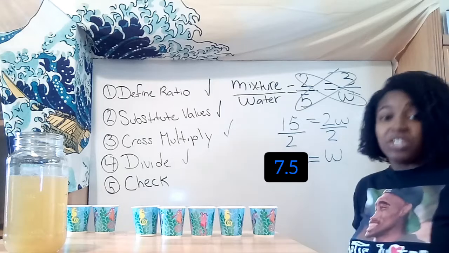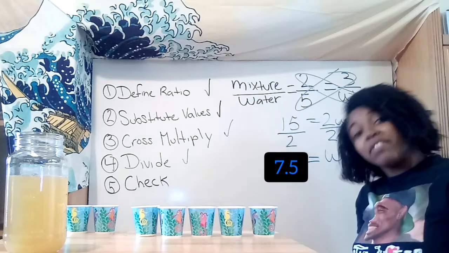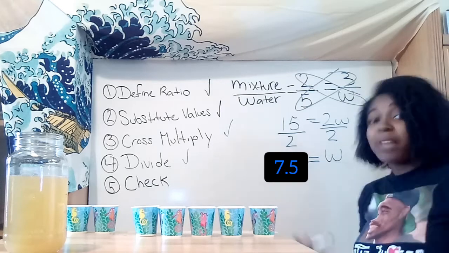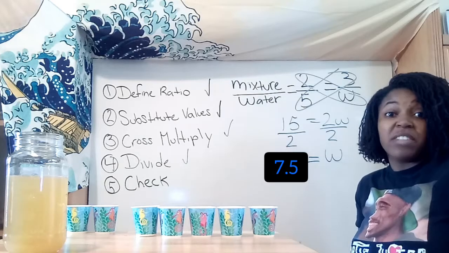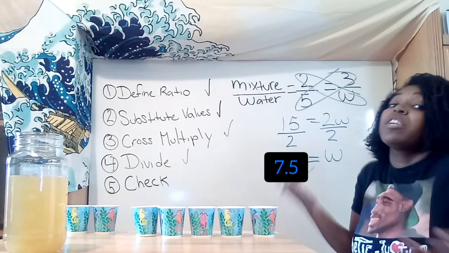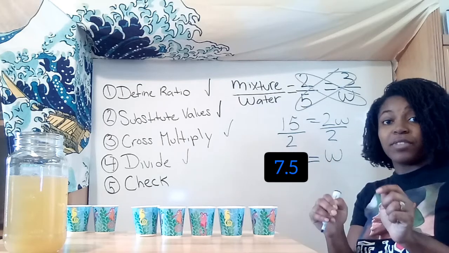And now we just need to check, because if I add too much water, then I'm going to have to go back and get an even more complicated ratio and figure out if I made it too watery now instead, right? We don't want it to be too watery. We don't want it to be too sweet. So let's check our work before we add anything to that glass over there.